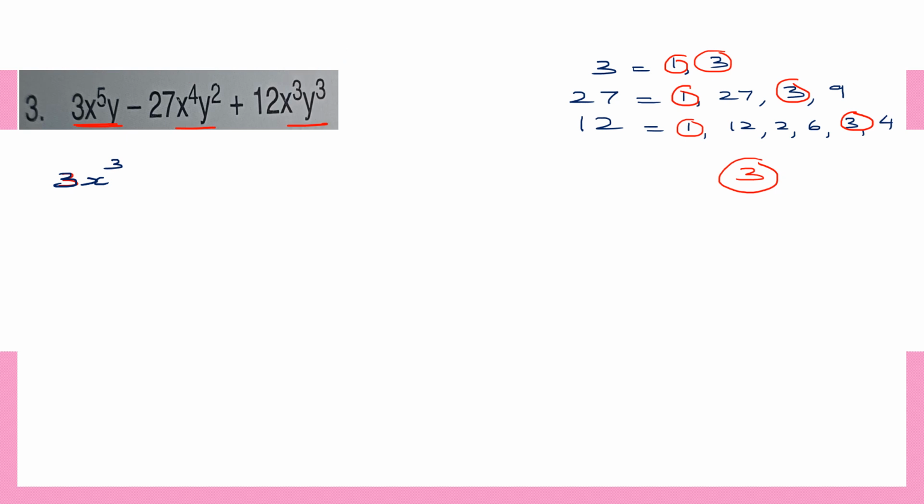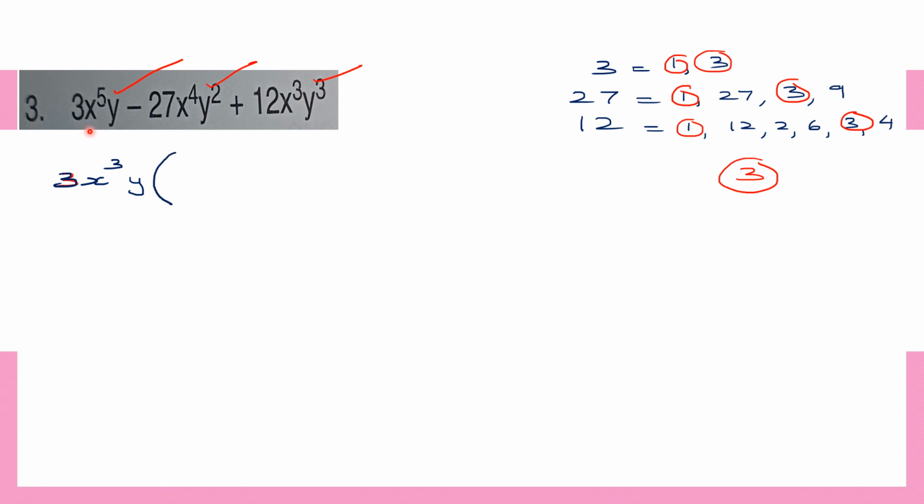Similarly, I'm going to look for the smallest power of y. So here I have y to the power of 1. So that will be the smallest. Here it is 2, here it is 3. So I just have 1 y. Now that means 3x to the power of 3 and y is common to all. Now I need to put in brackets whatever is left. Now how do I find what is left?